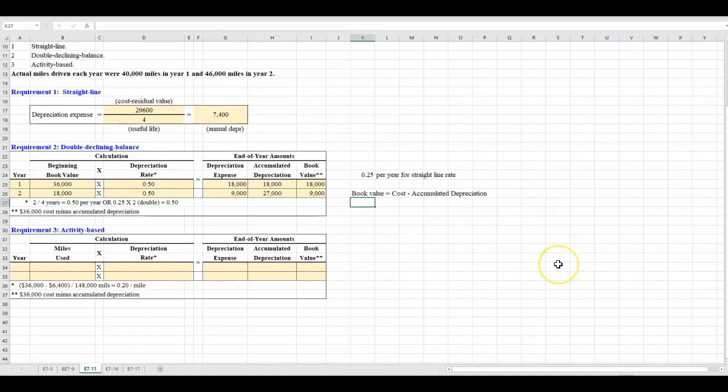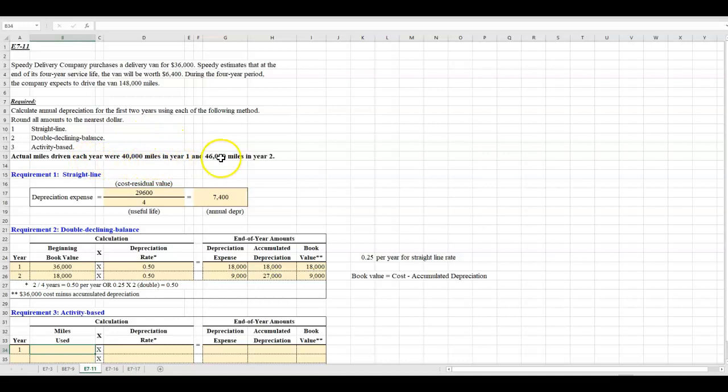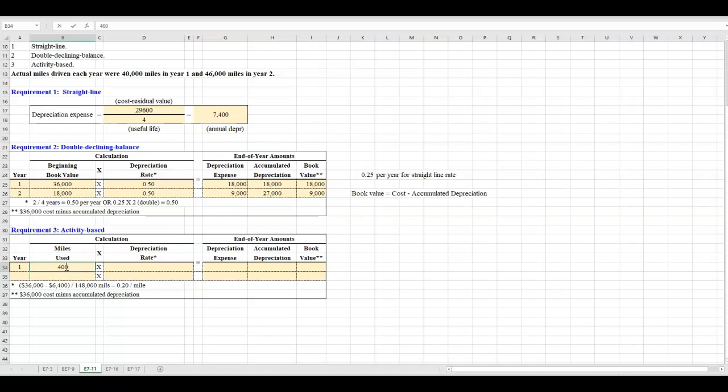Activity-based says we're going to depreciate it based on how many miles we use it. So in year 1, we used it 40,000 miles and 46,000 in year 2. So we're going to put 40,000 miles here, 46,000 here, for year 1 and year 2. What rate do I use? Well, I want to get my depreciable cost, which is 36,000 minus my residual value of 6,400. And I want to divide that by the total number of miles I estimate that I'm going to drive, 148,000. That's 20 cents a mile. And I'll use that all throughout the life of the equipment.